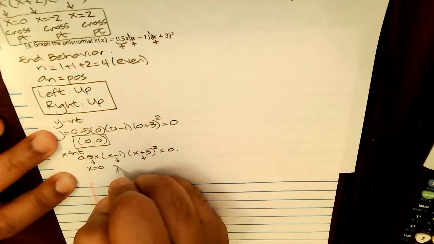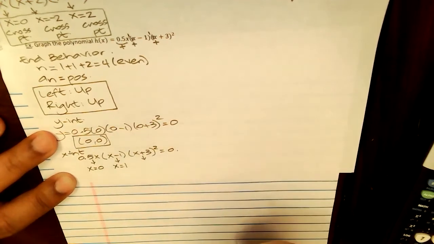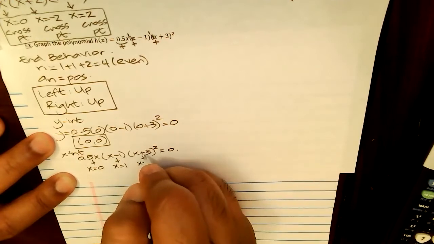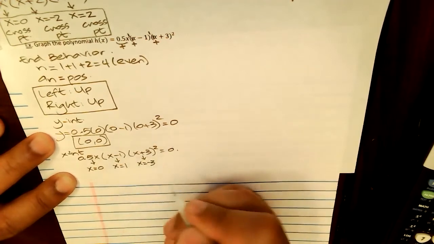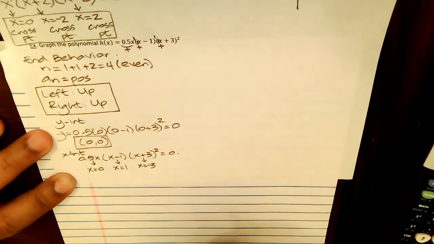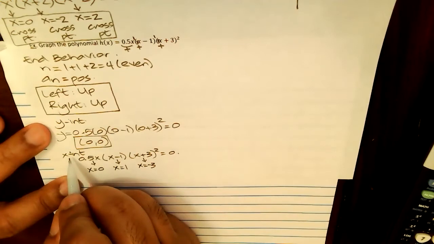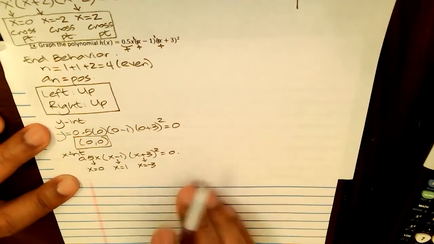Next, if I set x minus 1 equal to 0, I get x by itself. That's going to give me x is equal to 1. And the last one, if I set x plus 3 equal to 0 and I get x by itself, that's going to give me x equals negative 3. So I have 3 zeros, or I have 3 x-intercepts at 0, 1, and negative 3.